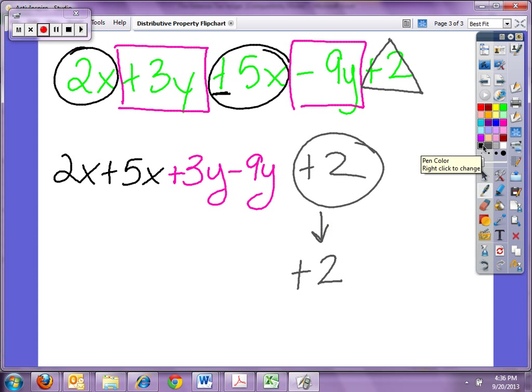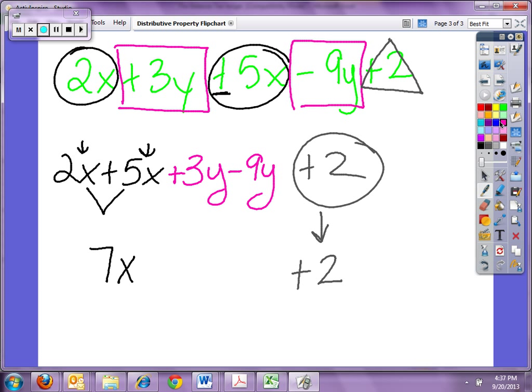So now let's combine here. I have 2x's plus 5x's. Don't say that I have 2. Yes, I have 2 variables here, but I have 2x's plus 5 more x's. So that is 7x.